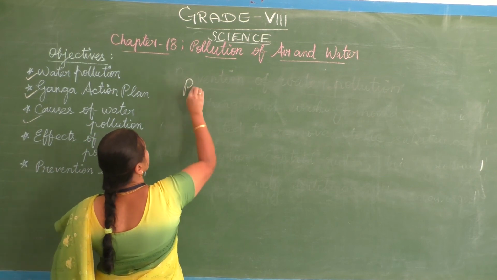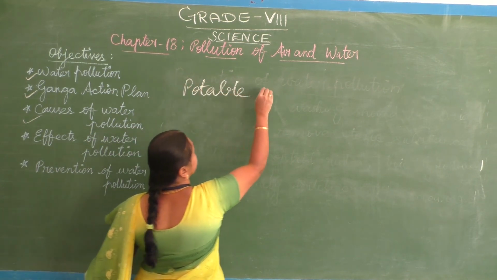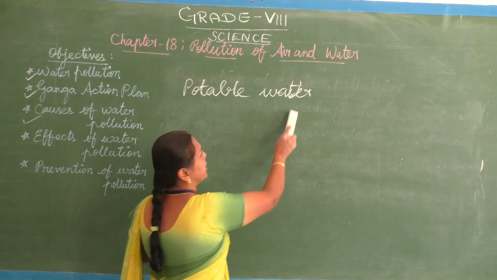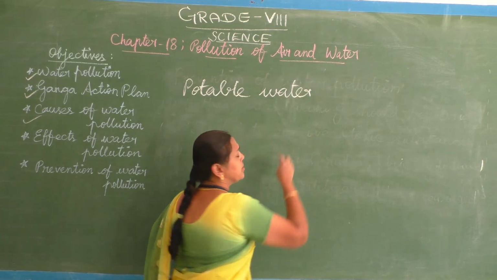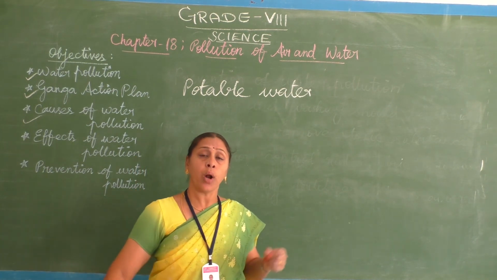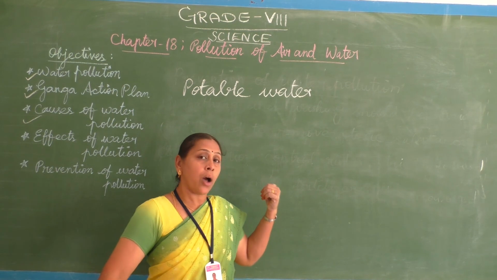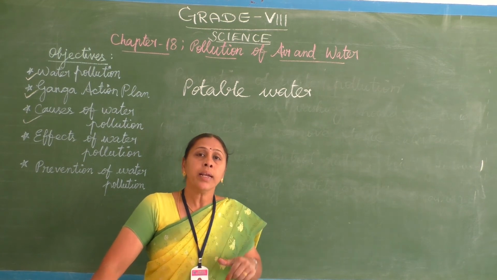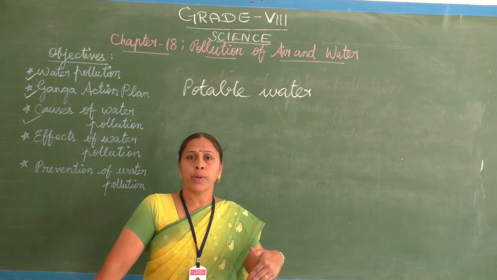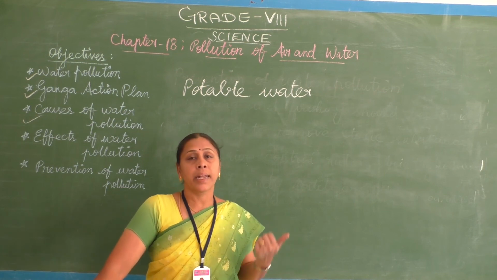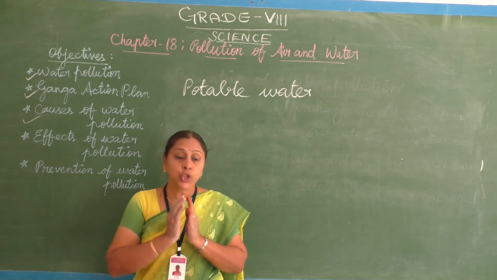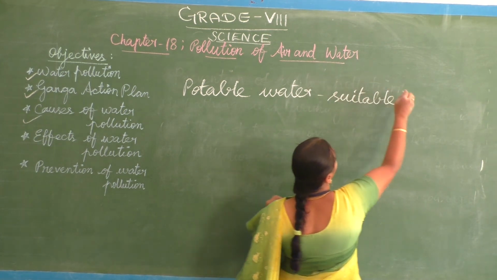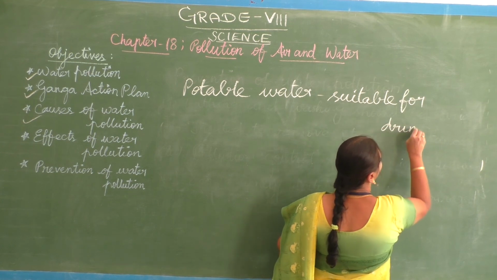Next one, I already told you what potable water is. That is, water that is suited for drinking is called potable water. In chapter 7, water, a precious resource, we discussed how important water is, because only a very small percentage of the water available on earth is used for consumption. If it gets polluted, then in future there won't be water for drinking itself. So water that is suitable for drinking is called potable water. What is potable water? Suitable for drinking. That is called potable water.